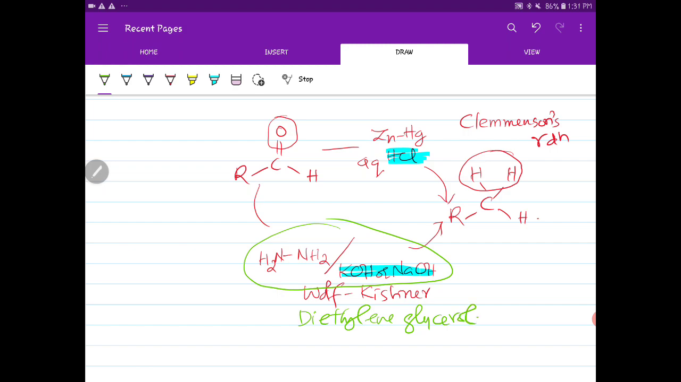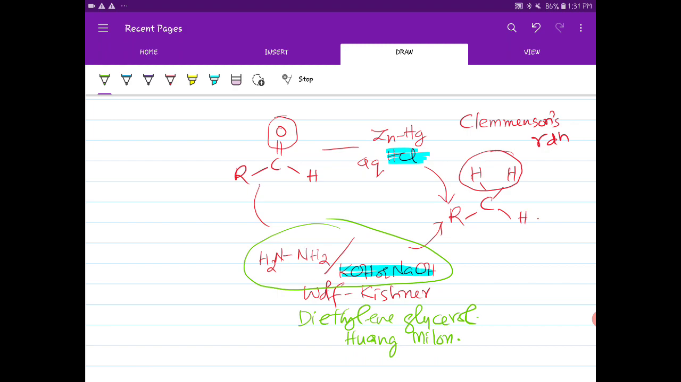If you use diethylene glycol, it is called the Huang-Minlon modification. It is there in the syllabus. This Huang-Minlon modification is nothing but the Wolff-Kishner reduction, where instead of using hydrazine hydrate in presence of a base, we have used diethylene glycol. That's the difference, nothing more.